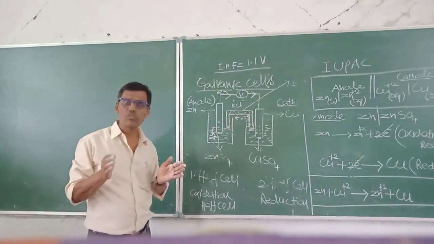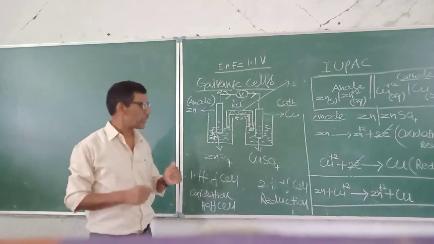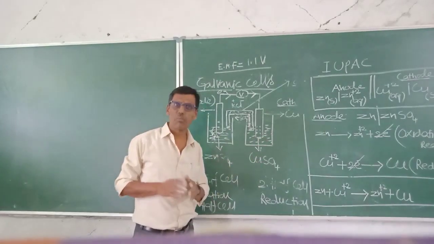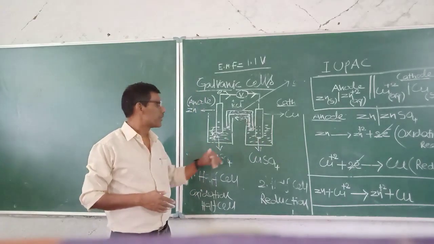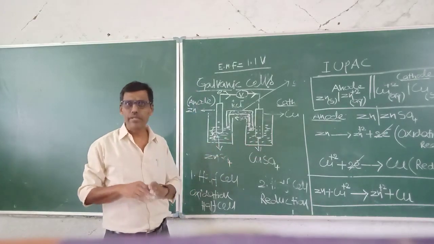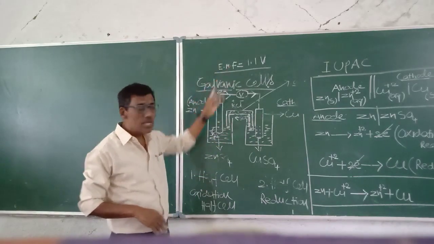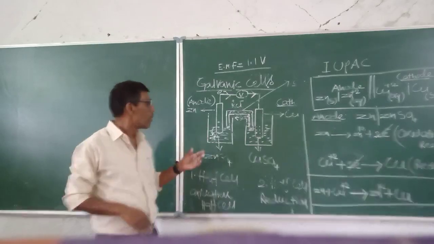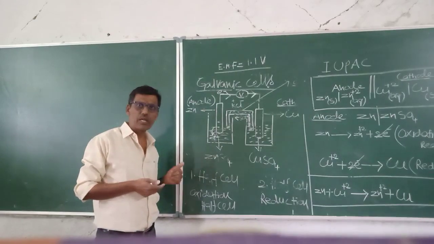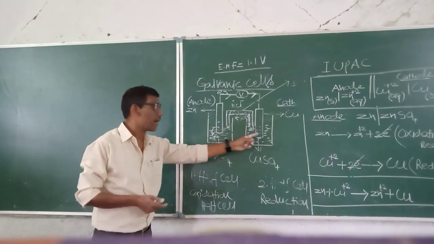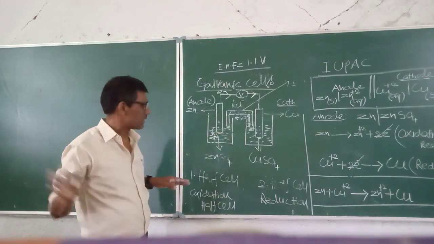Each half cell will have some potential. The anode half cell will have some potential, and similarly the cathode half cell will have some potential. The difference between the anodic potential and the cathodic potential is called the EMF of the cell. Why do these half cells get a potential, and why is there a difference in potential between the cathodic electrode and the anodic electrode? All those things we will discuss in the next class.